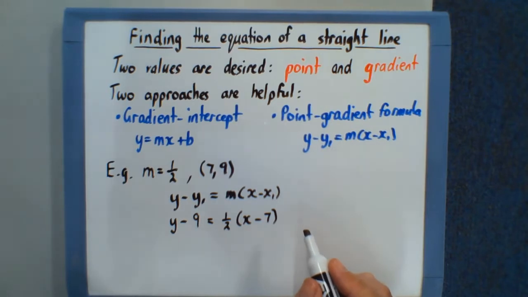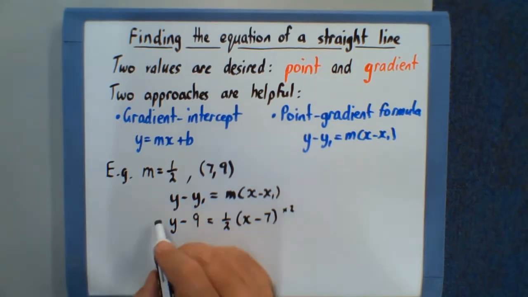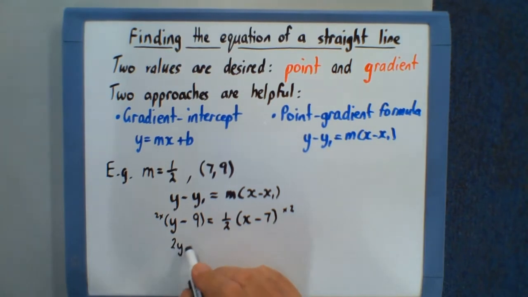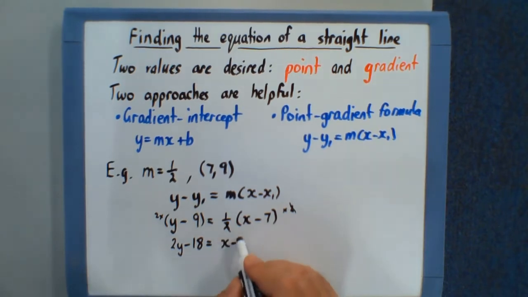It's not in one of the accepted forms, so we then have to decide what we want to do. To get it into the general form, if there's a fraction, I find it best to just multiply both sides by 2. So that gives me 2y minus 18. That 2 cancels out with that 2, and we get x minus 7.